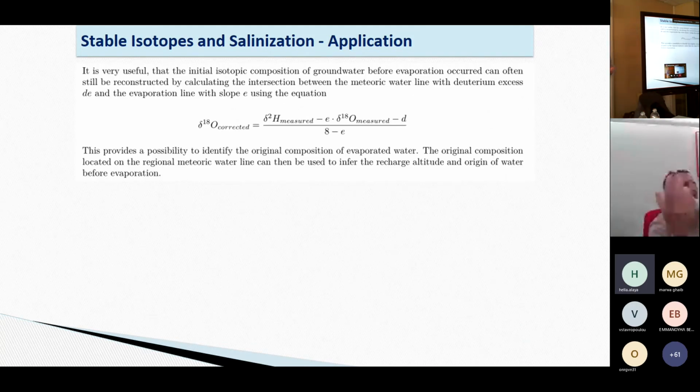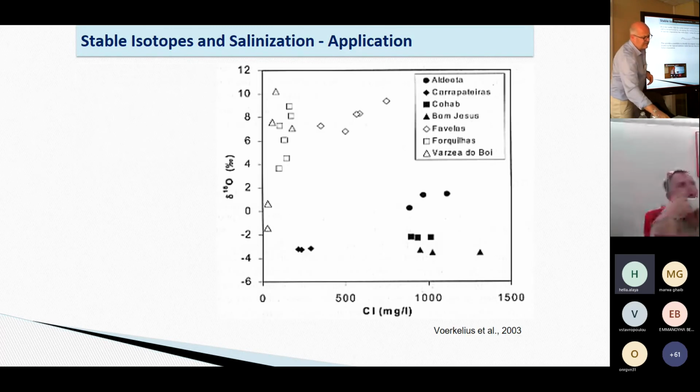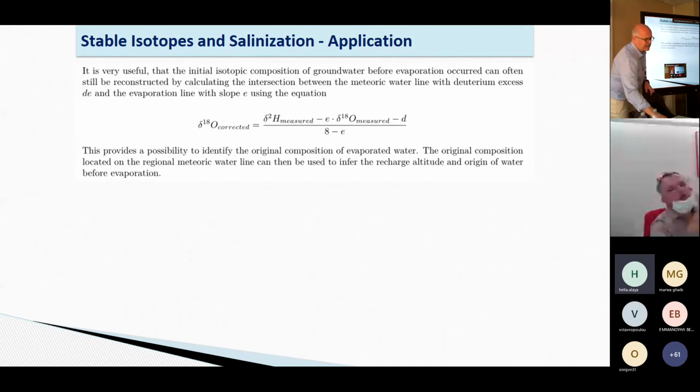Now there is another small analysis that I learned from Nebo Sky, which I would like to share because it's a very nice method and very useful. And this is the calculation of the original isotopic composition before evaporation took place. If you know some mathematics, it can be derived very easily because it's just the equation for the intersection of two straight lines.